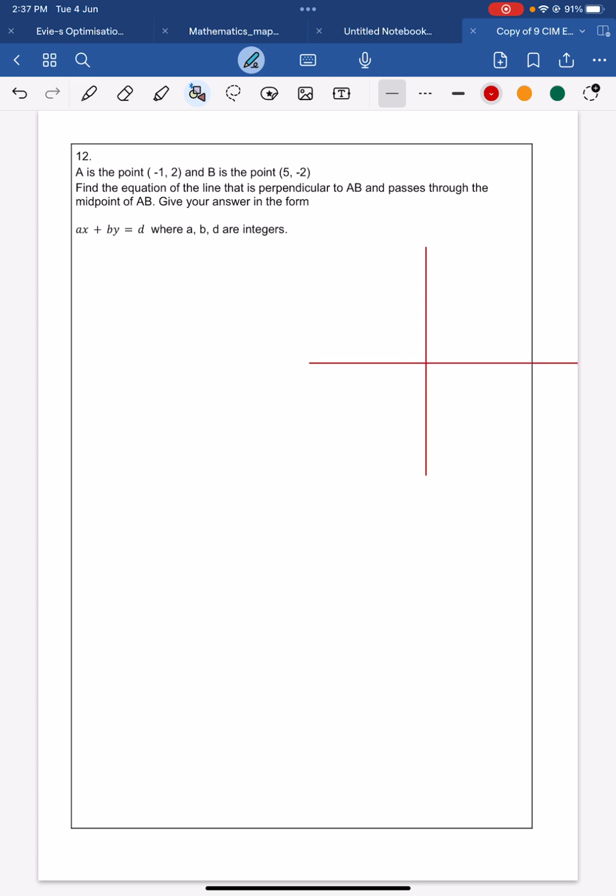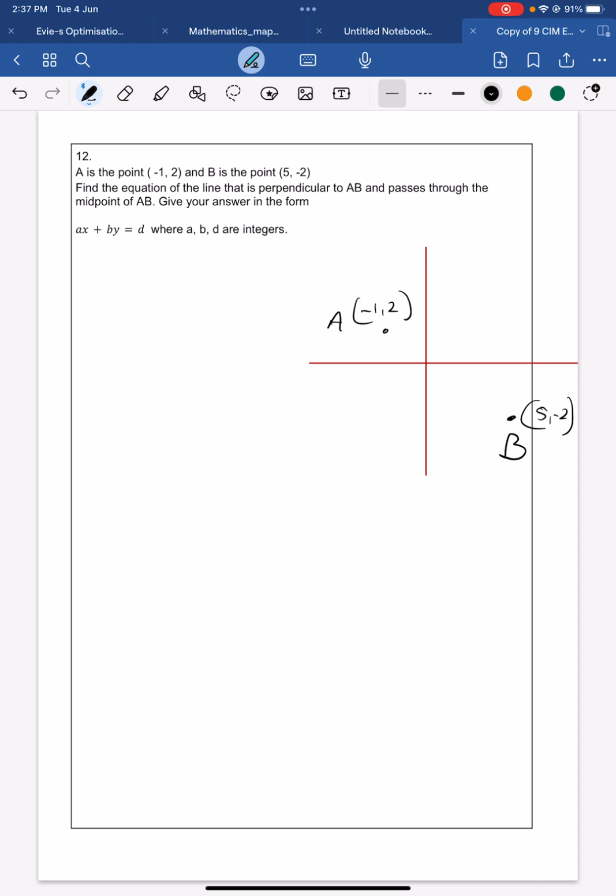So we've got coordinate axes. We've got 2 coordinate points. A is -1, 2. There's A. And B is 5, -2. So something like this. There's B. And find the equation of the line that is perpendicular to AB and passes through the midpoint of AB.